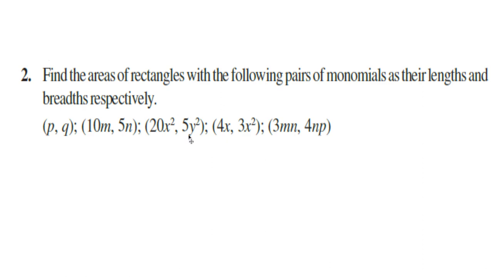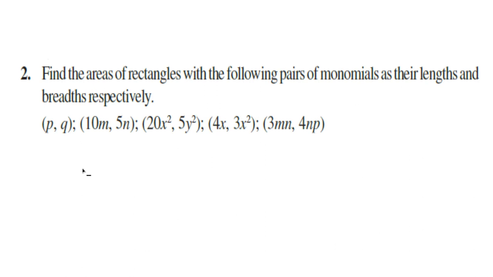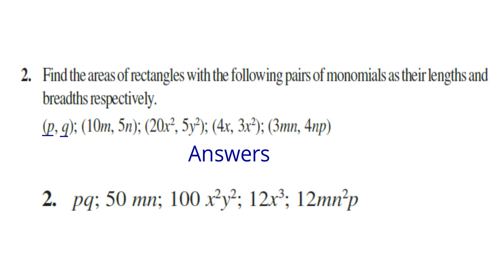Here you have the second question. Find the areas of a rectangle with the following pairs of monomials as their length and breadth respectively. That is, in question number 1, length is p, breadth is q. Area is equal to length into breadth, that is p into q. So pq is the area. Similarly, do all these questions. Here are your answers. Do verify yourself.